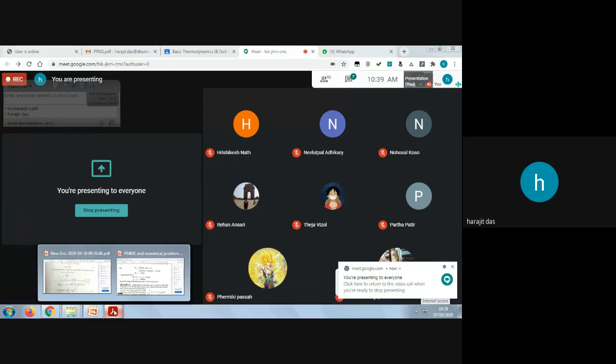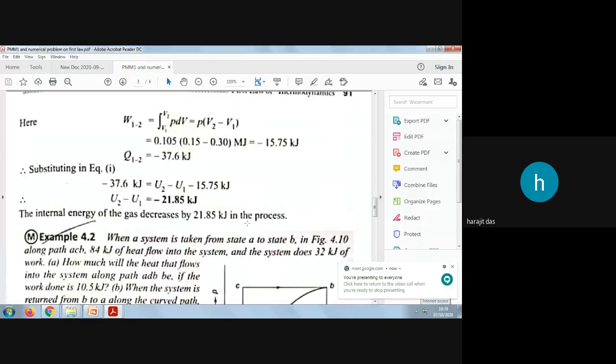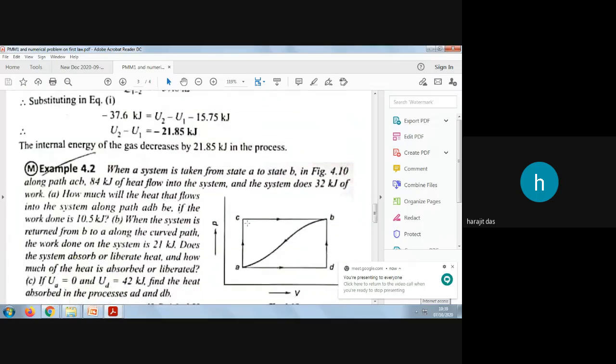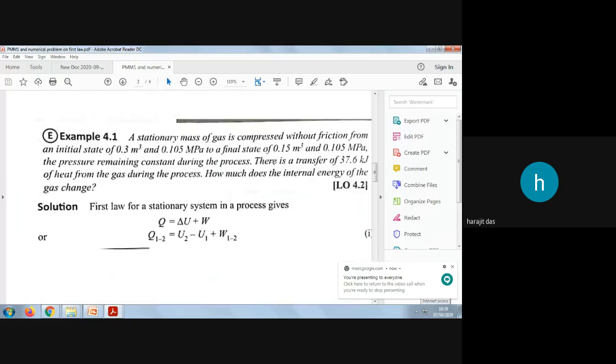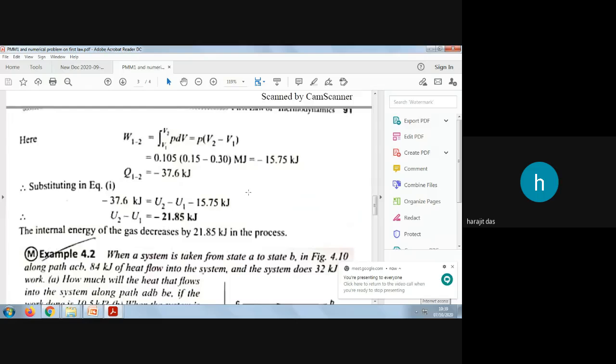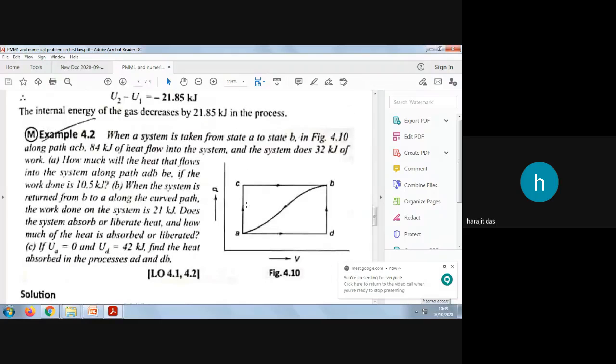Now I'll be taking another problem. This is a combination of processes. Earlier there was only one process. Now there are so many processes. You can see this is one cycle. So you can apply the first law of thermodynamics to the cycle as well as for each of the processes. So how we use the thermodynamic first law, we have already seen. By using all those things, we can find out what they are asking in this problem.